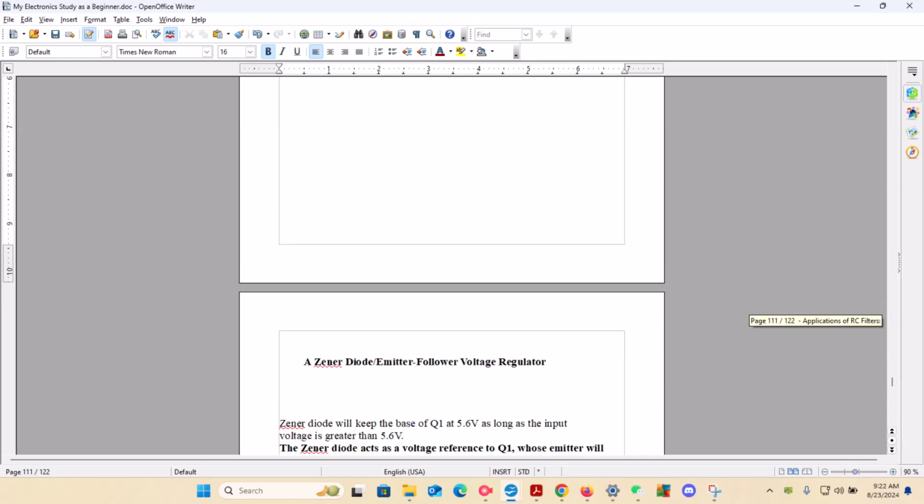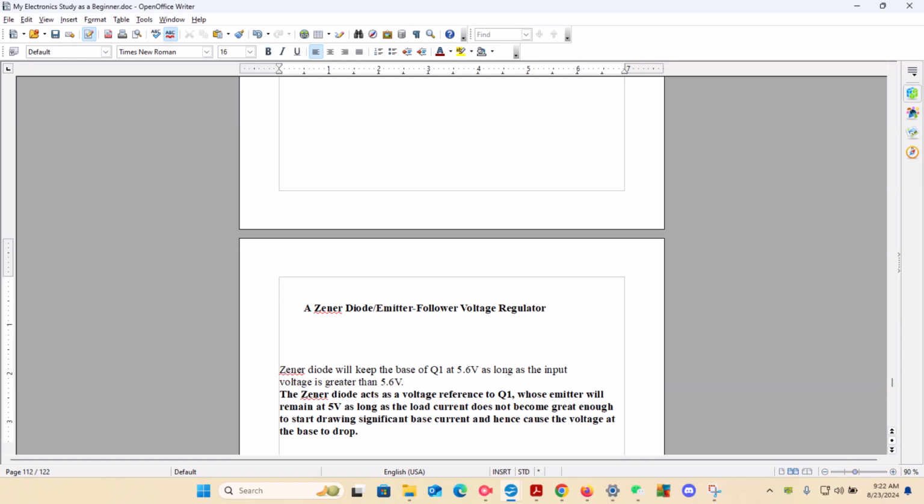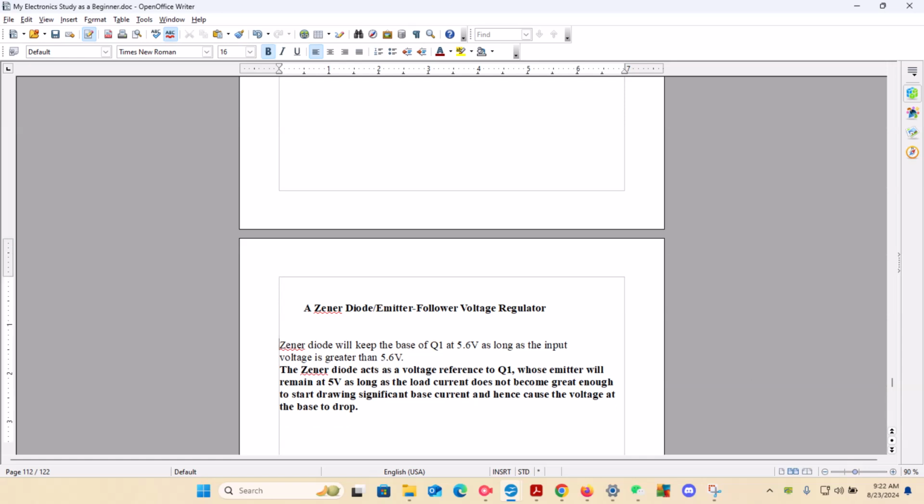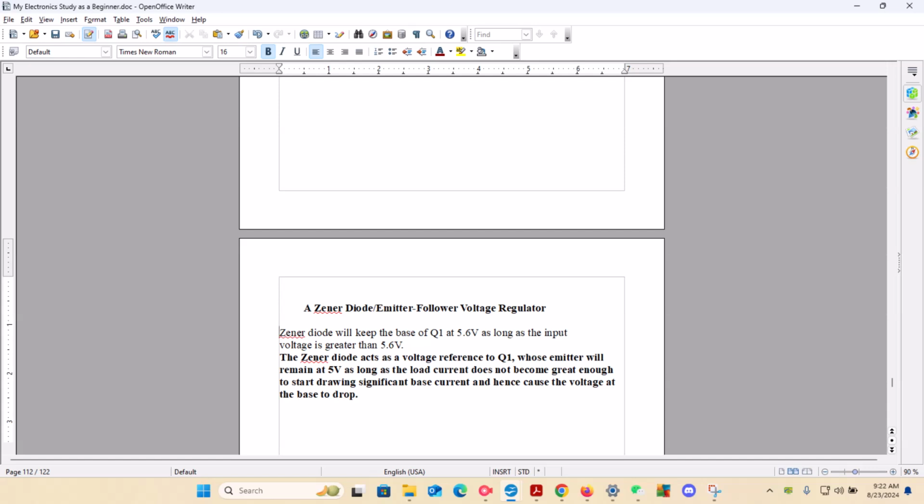And let's talk about the next part of these diodes that we're using. This is called a Zener diode, or emitter follower voltage regulator. The Zener diode will keep the base of Q1, which is the switch, at 5.6 volts as long as the input voltage is greater than 5.6, because we've got to remember it's going through a resistor, so it's going to impede the force of the current flow and how much voltage is in. So it has to be more than 5.6 volts.